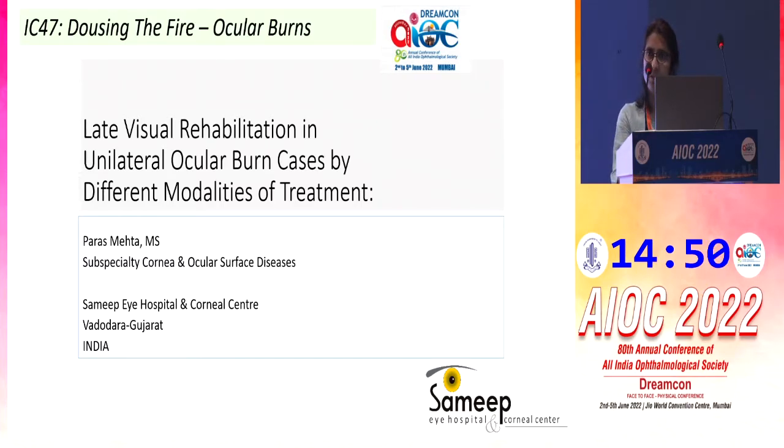I would be essentially talking to you about late visual rehabilitation in unilateral ocular burn cases by different modalities of treatment. Once you have treated a patient of acute burns and you have allowed the ocular surface to stabilize well, then the area of this rehabilitation would come, because you have to take care of their visual needs and the other areas.